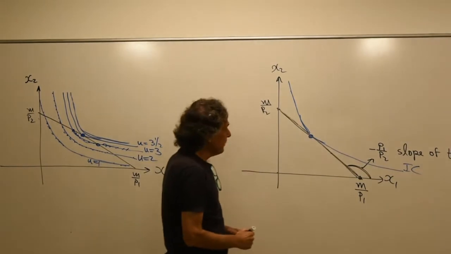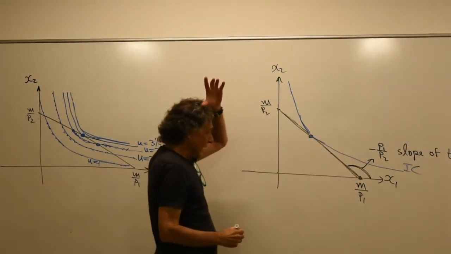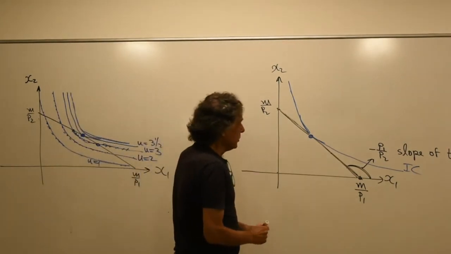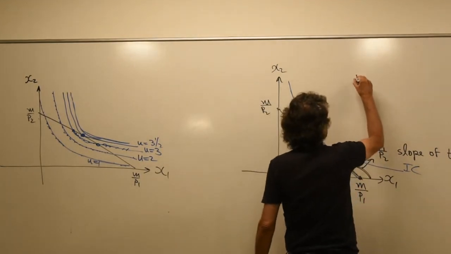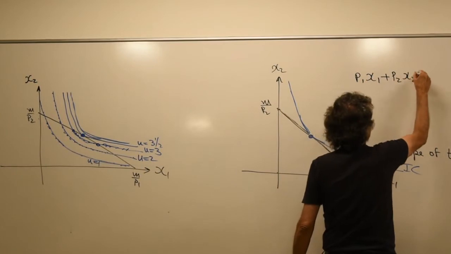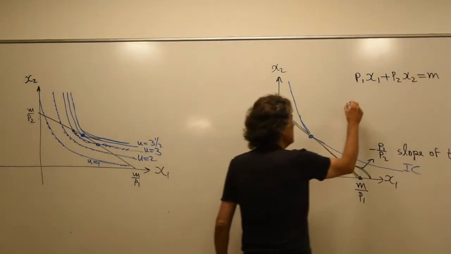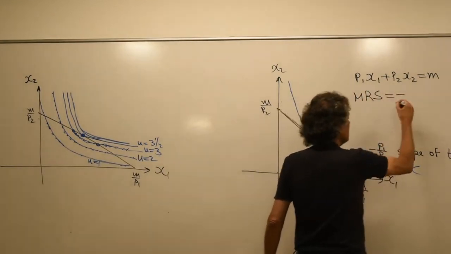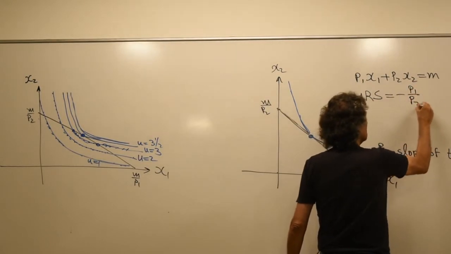What does it mean, interior point? x1 is positive and x2 is positive. None of them are 0. In that case, we can solve it. First of all, the budget constraint is P1 x1 plus P2 x2 equals m. But then I know that the MRS is exactly the slope, which is negative P1 over P2.